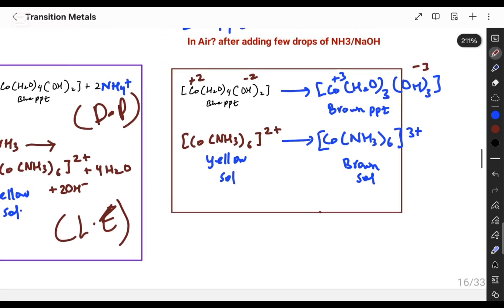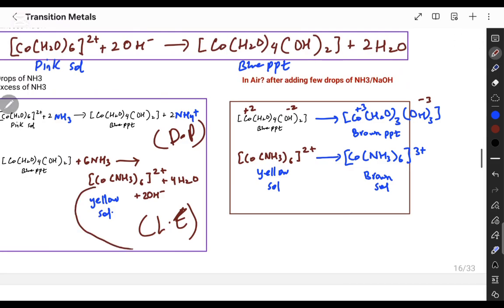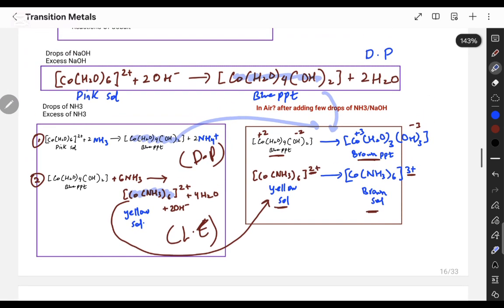Okay, and then if you want to take the yellow solution here that has 6 ammonia ligands, and you want to oxidize the cobalt again, then we just leave it in air, and you see it goes from plus 2 to plus 3. So cobalt is going to be oxidized. So it goes from blue precipitate here to brown precipitate, and yellow solution to brown solution, right? So you can take this thing right over here and oxidize it from yellow solution to brown, and you can take this precipitate and this precipitate, both of them are same thing, and you can oxidize it further as well. Okay, that's basically cobalt.